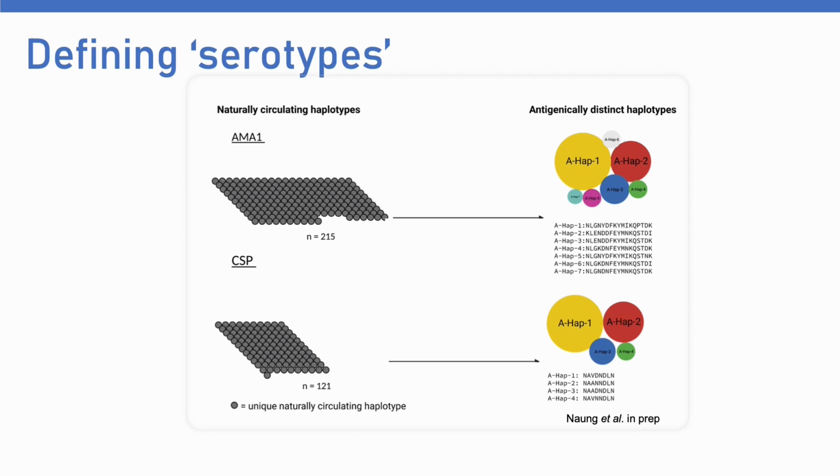I won't go into too much detail except to say that we identified a small number of immune escape polymorphisms for each antigen. For CSP, we found 8 immune escape polymorphisms, reducing 121 haplotypes down to only 4 haplotypes that potentially represent antigenically distinct serotypes. We can now use this information to measure serotype frequency in the parasite population. Common serotypes can then be further tested in the lab or used to design multivalent vaccines.